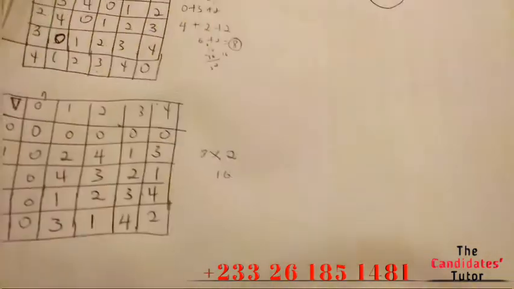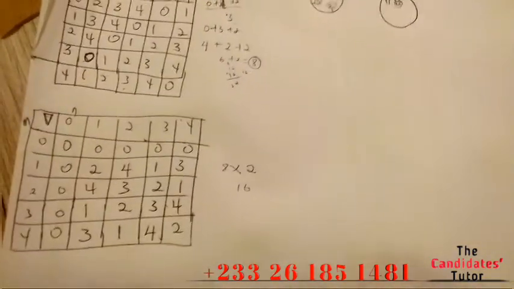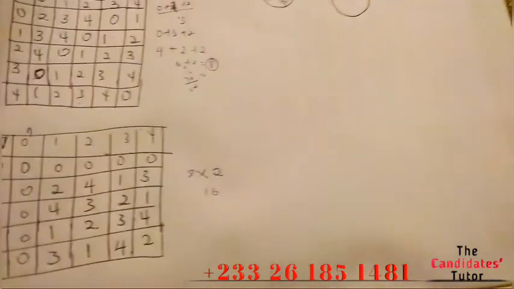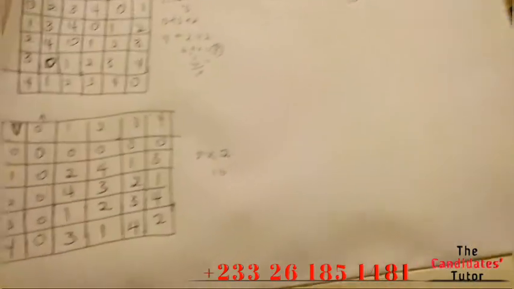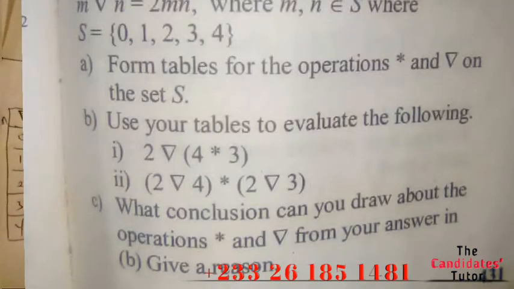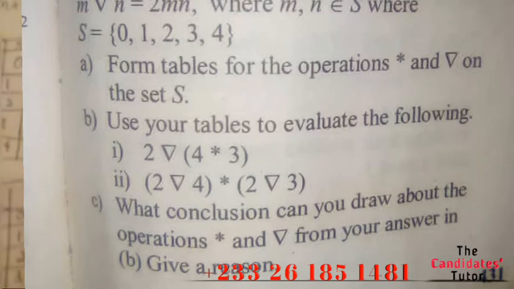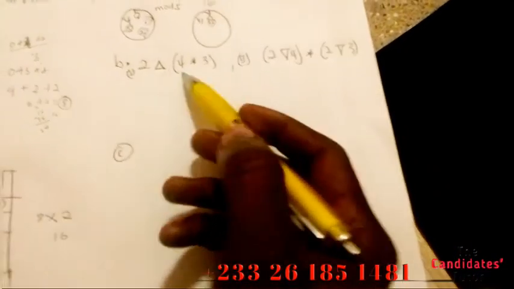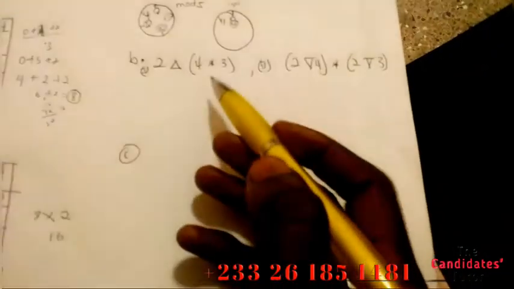Okay, now the second question is on your screen. We are asked to use our table to evaluate something. So that's what you are going to do. Look on your screen and follow the question along. According to the question, we were asked to use our table to evaluate this, that's I, and then evaluate this too, that's II. What we normally do is that you solve the one in the bracket first.